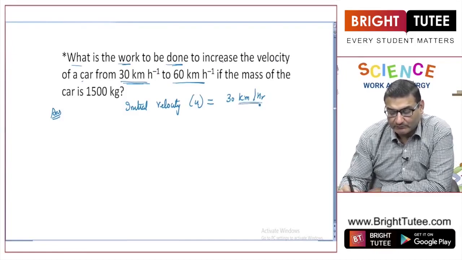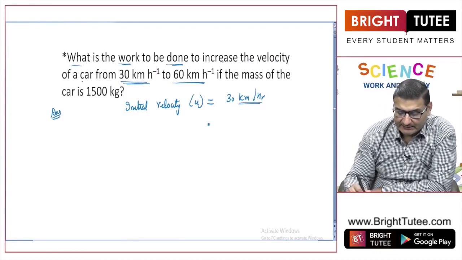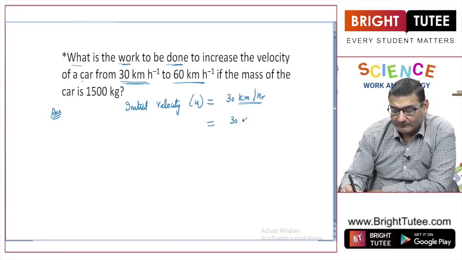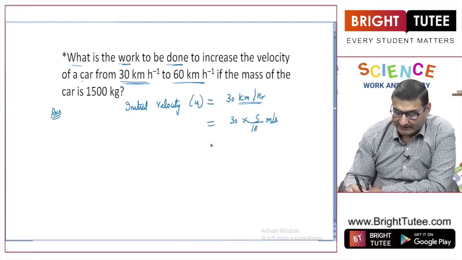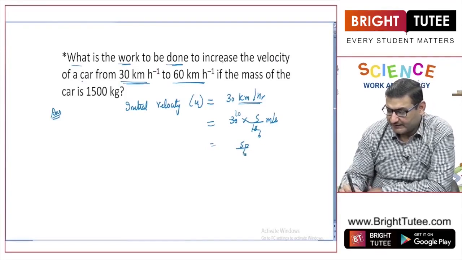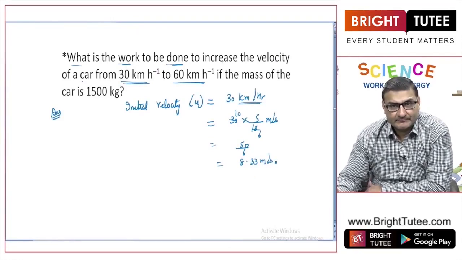We know that we need to convert it into meter per second because of its SI unit, and for converting it we multiply it with 5 by 18. Simple, right? When I do it I will cancel it out, 6, that comes out to be 50 by 6, which is equal to 8.33 meter per second, right?